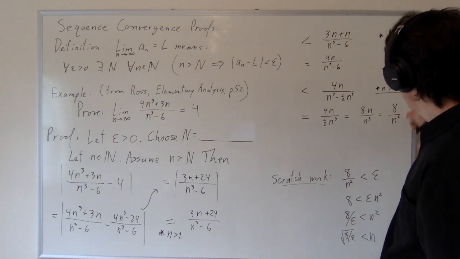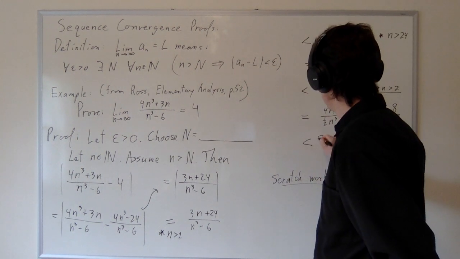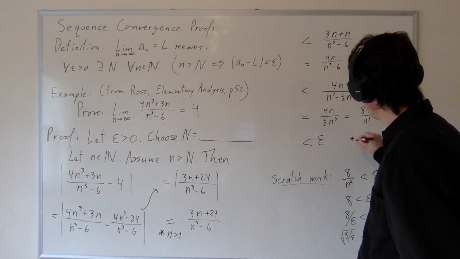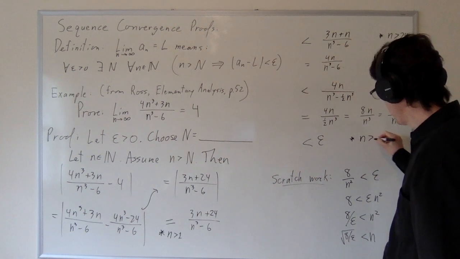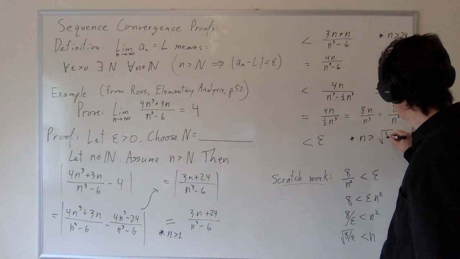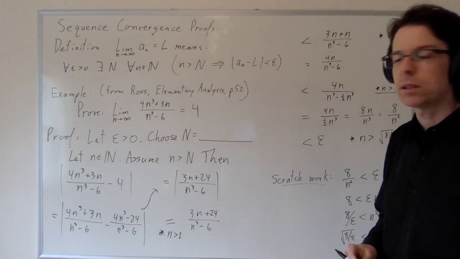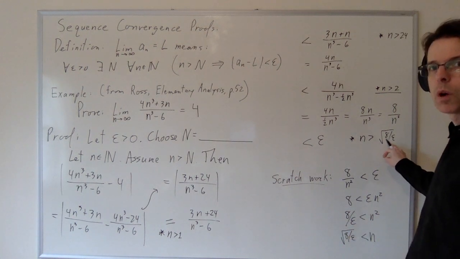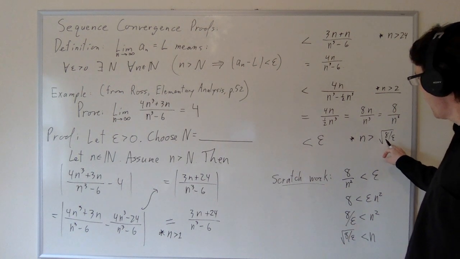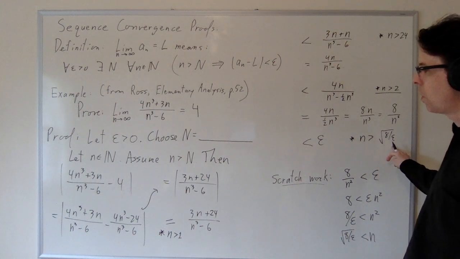We can say 8 over n squared is now less than epsilon, with the requirement that n is greater than the square root of 8 over epsilon, which is our last and our weirdest requirement about n, which as yet we have no justification for. But that's okay.